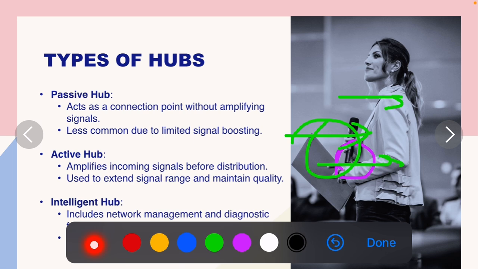Then advantages of intelligent hub are network management, meaning it offers features like monitoring traffic, controlling data flow, etc. Then enhanced performance, because it can help optimize network performance and troubleshoot issues more effectively. Then what are the disadvantages? First one is cost. It is more expensive due to the advanced features and management capabilities. Remember one thing, friends: the more effective it is, the more it will cost. Another one is complexity, as it is more complex to configure and manage compared to passive and active hubs.